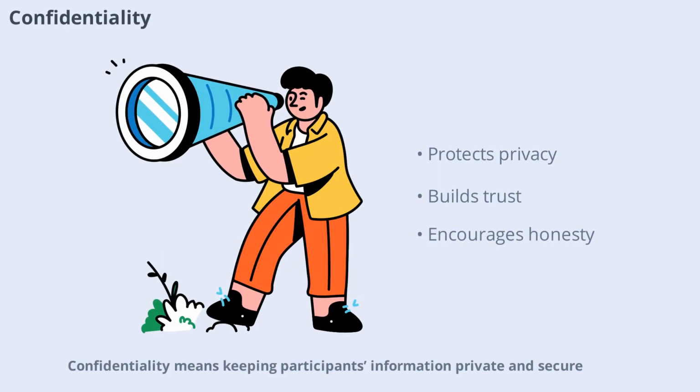Confidentiality means keeping participants' information private and secure. In educational psychology research, maintaining confidentiality builds trust and encourages honest participation. Researchers must store data securely, use codes instead of names, and report results in ways that protect identities. Confidentiality is a key ethical principle in all research.